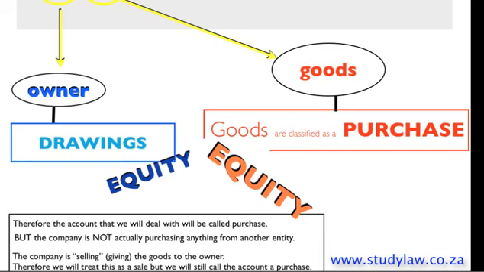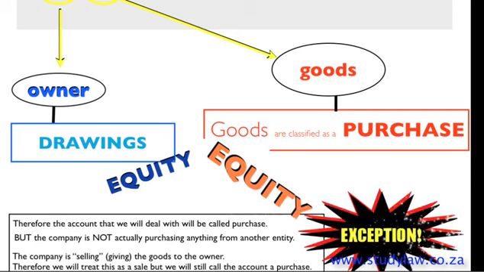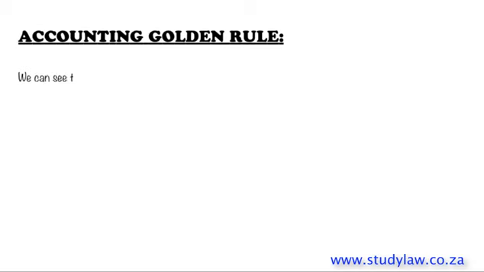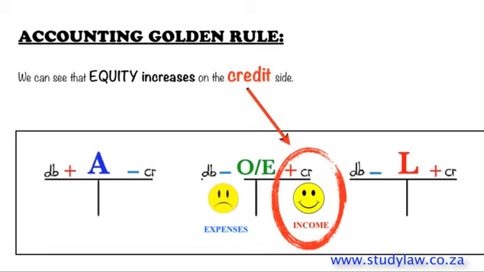This transaction may seem confusing to some. However, it is an exception to the general rule, and it is examinable. If you're struggling to understand this one, rather just learn it off by heart, parrot fashion. Whenever an owner takes goods home, you will deal with drawings and you will deal with a purchase that will be treated as a sale. Let's see what I mean. If we look at the accounting golden rule, we can see that equity increases on the credit side.